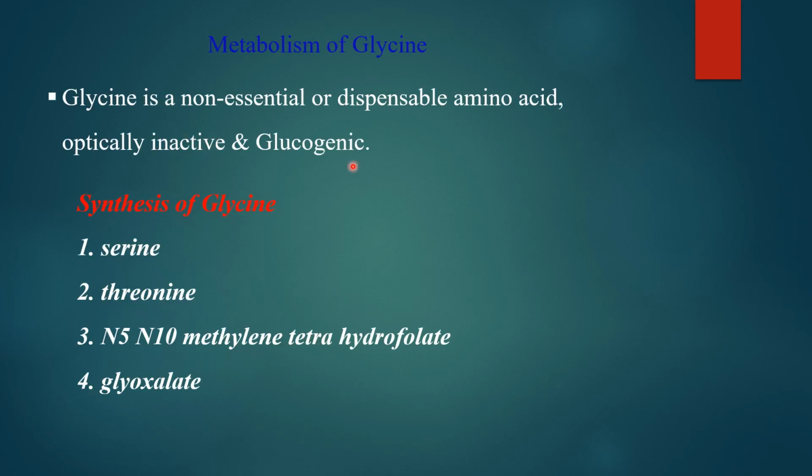So, glycine is a non-essential, dispensable amino acid. It is optically inactive and glucogenic. In a subsequent slide, we will see how it is glucogenic. What is the metabolic fate of glycine? So, glycine can be derived from serine, threonine, N5,N10-methylene tetrahydrofolate, and glyoxylate.